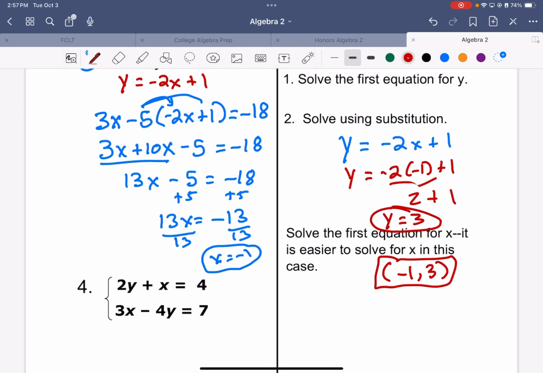Any questions with that one? And there's kind of our solution for that one. It's kind of a bad spot, but it works. Okay.